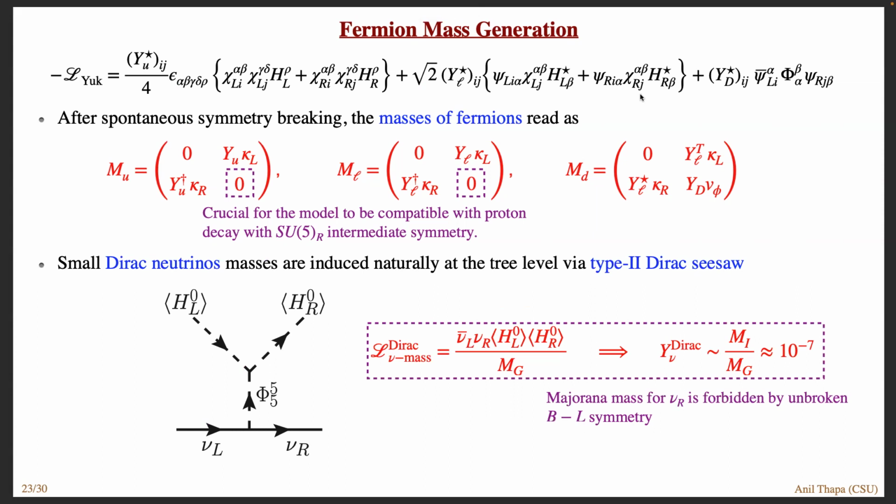I remember that in the left-right model I have 2 loops. Now the 2 loops go away, but you can naturally generate Dirac neutrinos at 3 level by the so-called type 2 Dirac. It's exactly like type 2 seesaw. However, this is more predictive because this Yukawa coupling you can parameterize like M intermediate or M gut. Because M intermediate and M gut are fixed from this coupling unification, that uniquely will give you 10⁻⁷. So you have a somewhat natural understanding of why Dirac neutrinos are so small, basically.